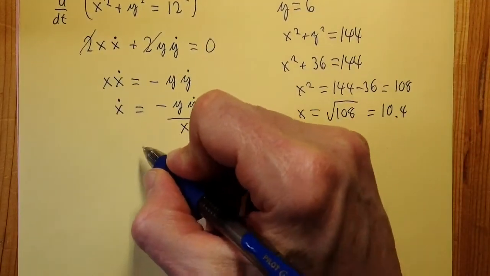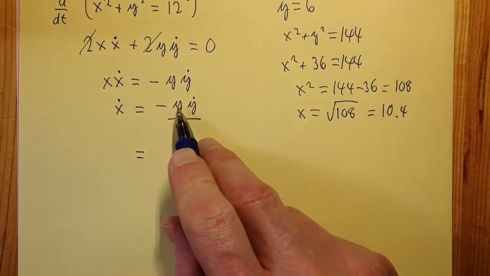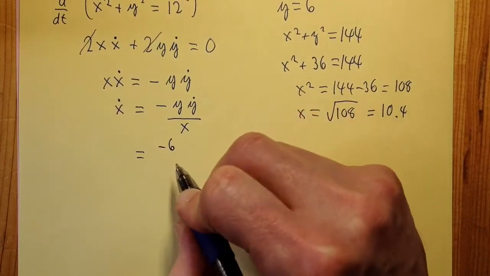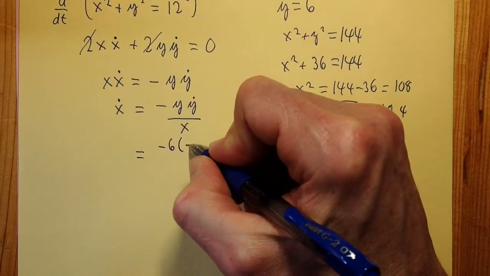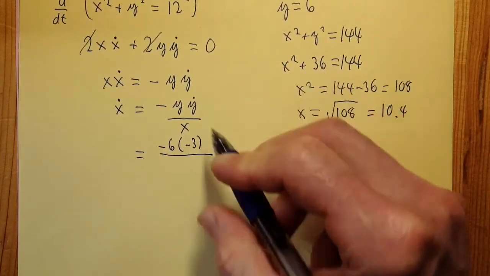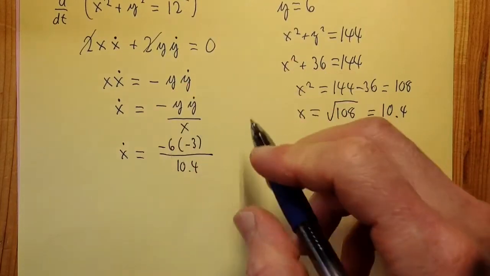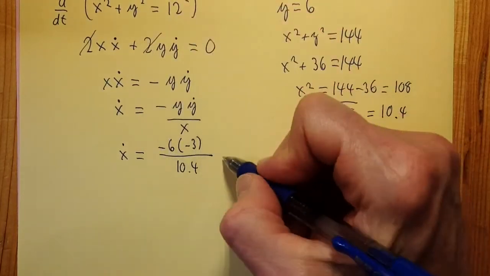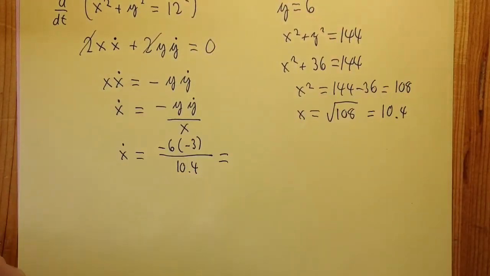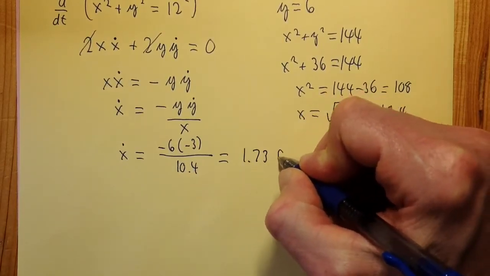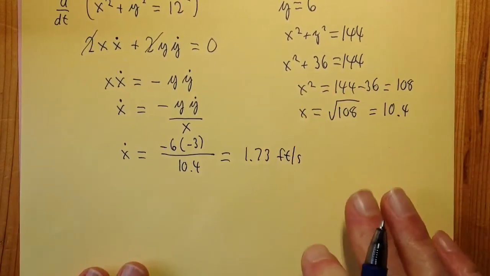So to get the math right, I should say negative 3. Now we can plug in all these numbers. The y value we said was 6, so it would be negative 6 times y dot, which we said was negative 3, divided by x, which we just figured out is 10.4. Again, that's how fast the x is going to be increasing. And so that's 18 divided by 10.4, so I get 1.73 feet per second.